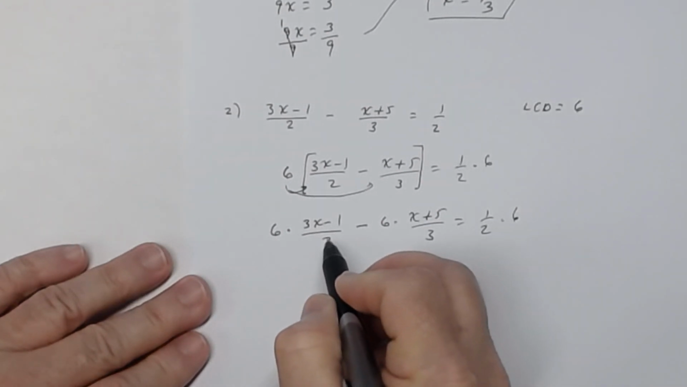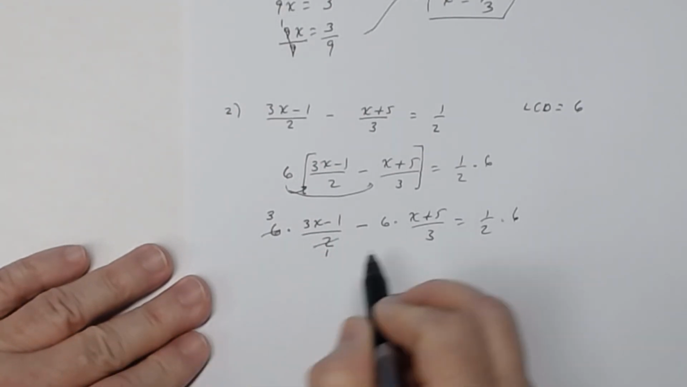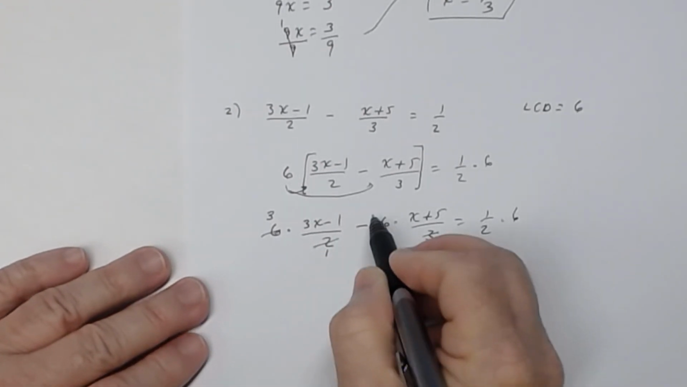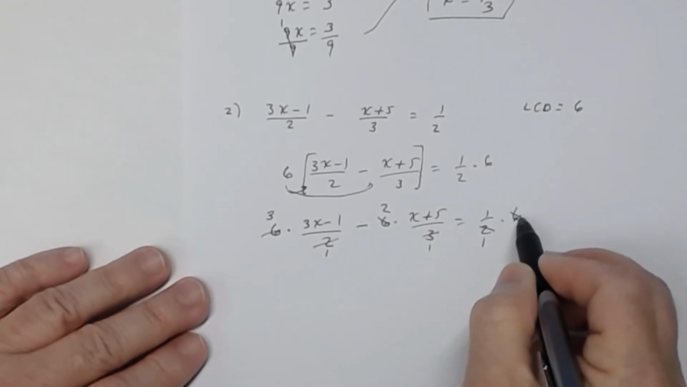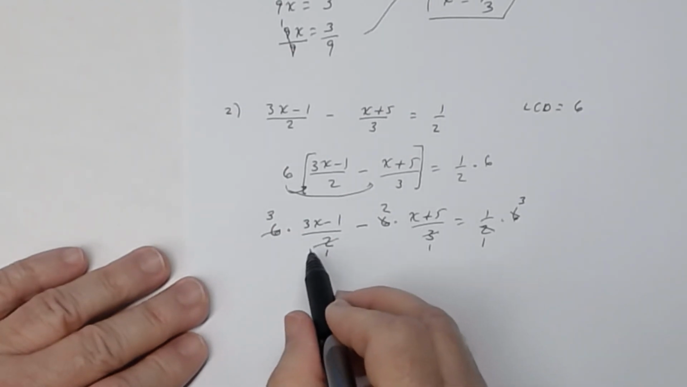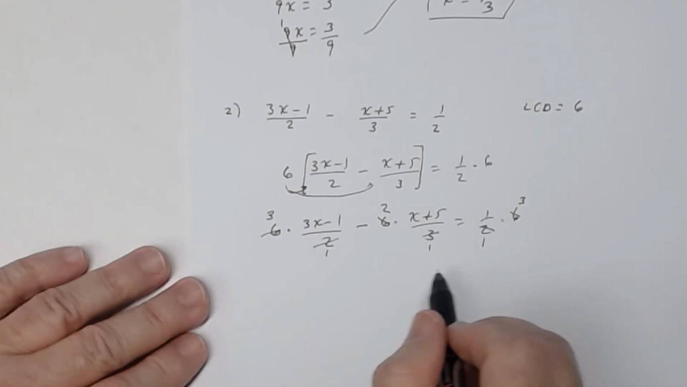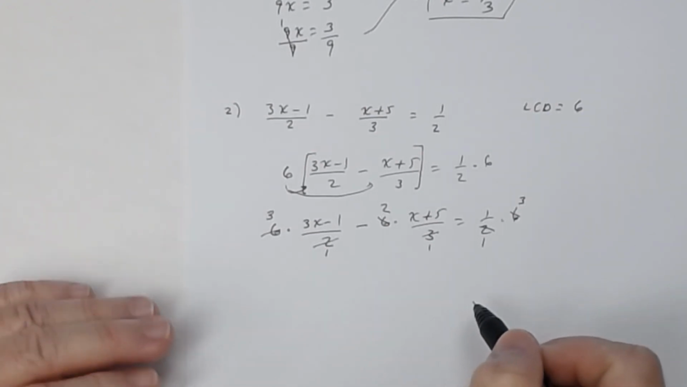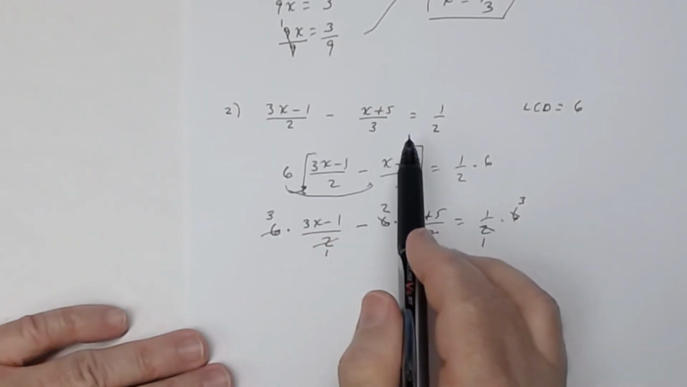And now I can, because 2 divided by 2 is 1, 6 divided by 2 is 3. 3 divided by 3 is 1, 6 divided by 3 is 2. 2 divided by 2 is 1, 6 divided by 2 is 3. And now notice all these denominators now have factors of 1. So my next step is going to be an equation without any fractions that we saw earlier.